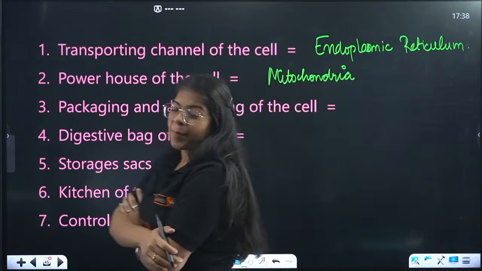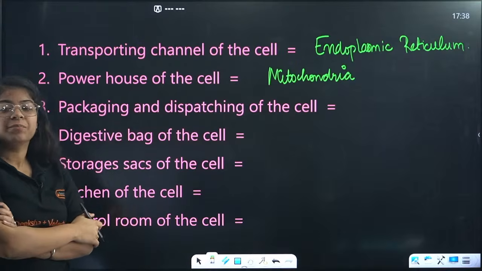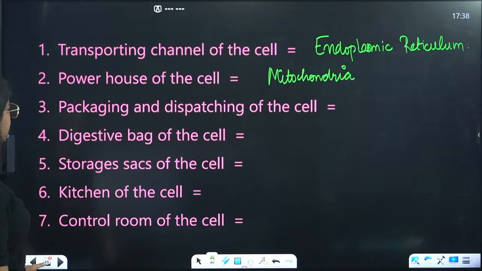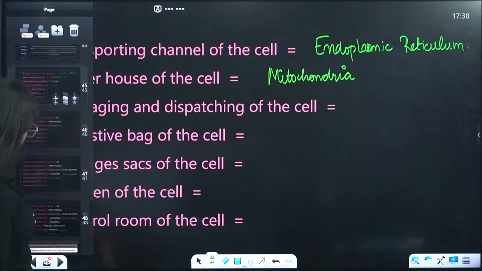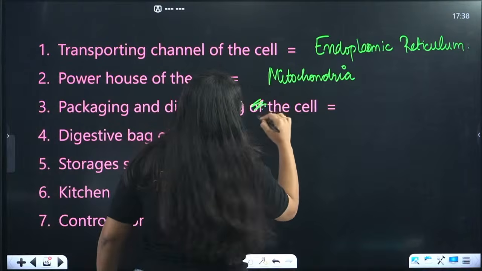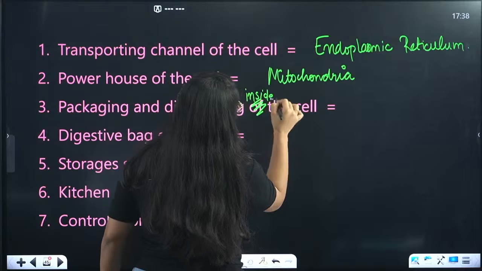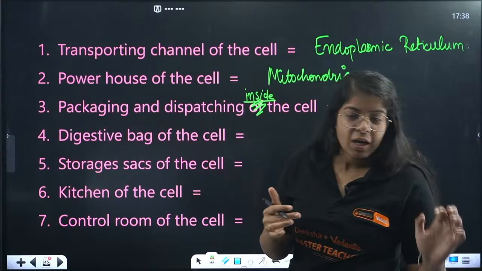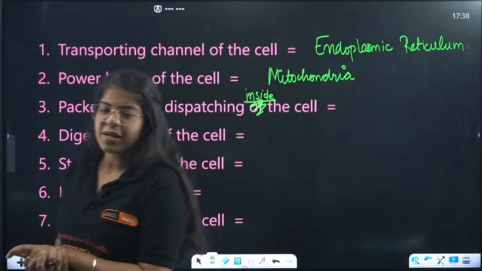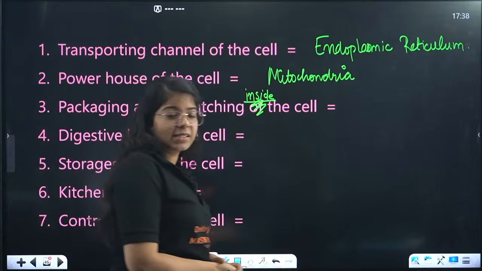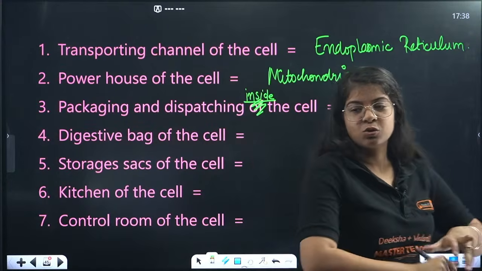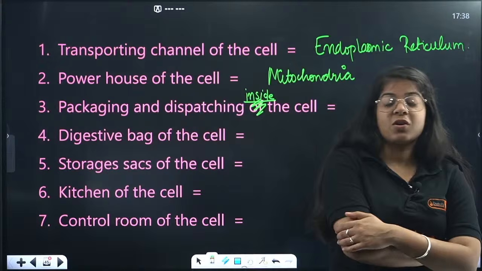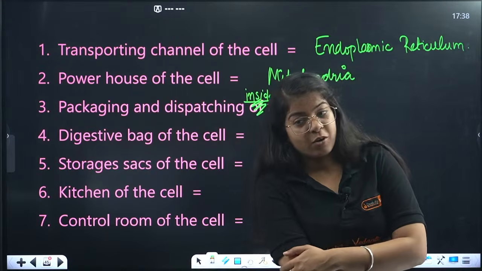Now bacha, what is the packaging and dispatching of the cell? Which cell organelle does the packaging and dispatching inside the cell, or for the cell, right? Anything. Which one does the packaging and dispatching of the cell? Golgi body. Santi is saying Golgi. I like to say it as Golgi. Golgi body. Okay. Others, Golgi body. Joseph is saying again Golgi body.